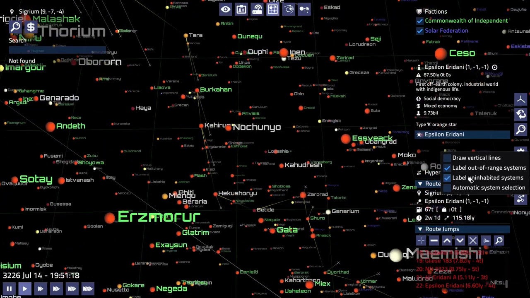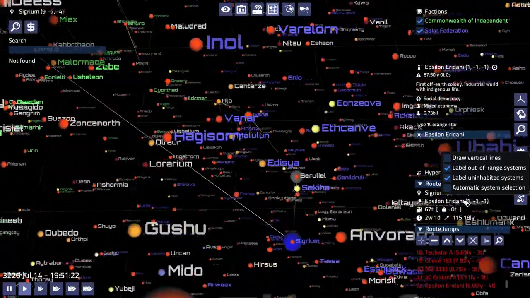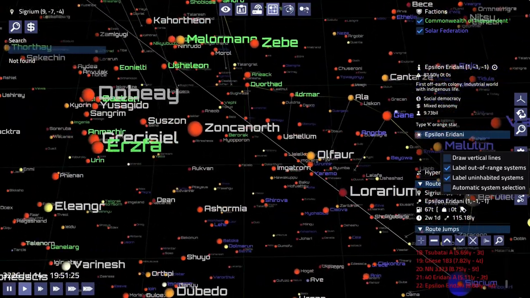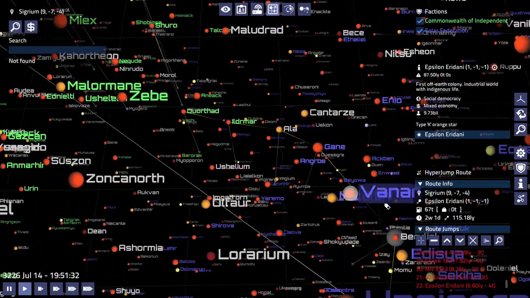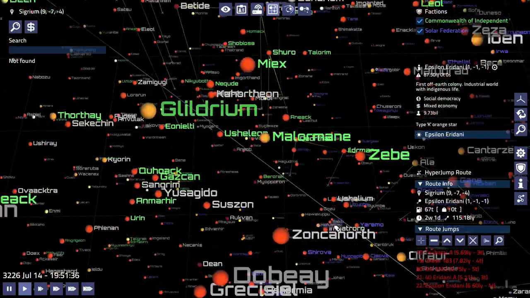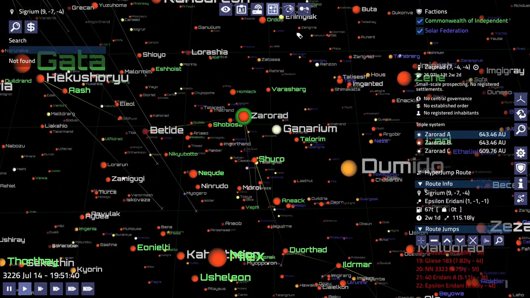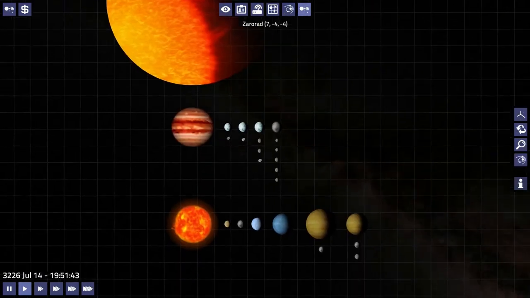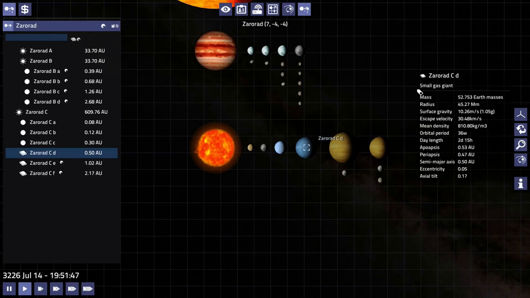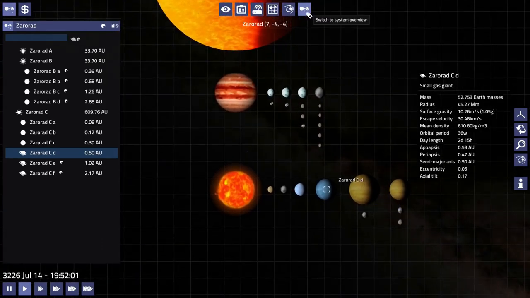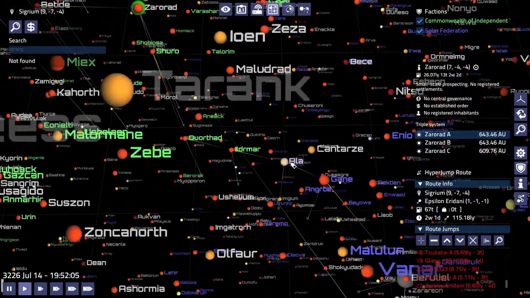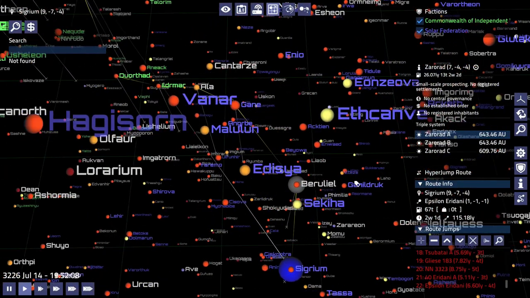Where's the system? That makes it a little harder to see, but this is okay. Yeah, so here we are at Sigrium, and we're going to go all the way to Epsilon Eridani. We're going to have to stop somewhere along the way to do some scooping. We can take a look at systems like these, and find some small gas giants that are fairly close, like Zaurarad. That sounds familiar. I think I've been to this system before. I don't remember. But we will have to plan some jumps somewhere along the way.